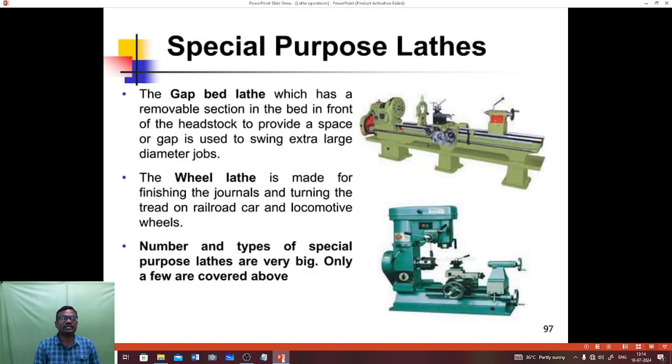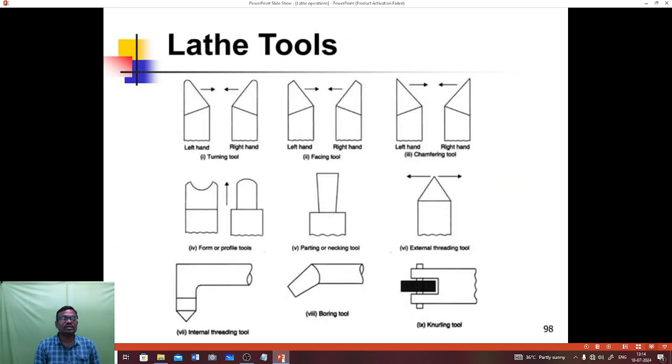Special purpose lathe. An example is the gap bed lathe, which has a removable section in the bed in front of the headstock to provide a space or gap and is used to swing extra large diameter jobs. The wheel lathe is made for finishing the journals and turning the thread on railroad car and locomotive wheels. Some of the lathe tools are shown in the figures.